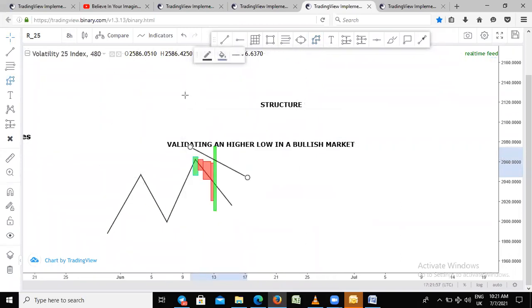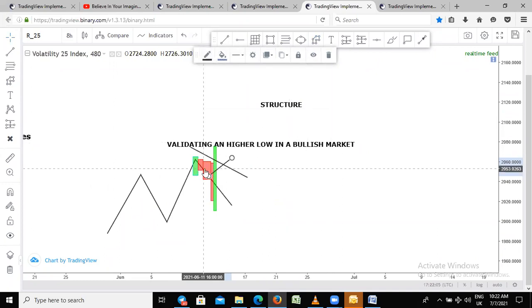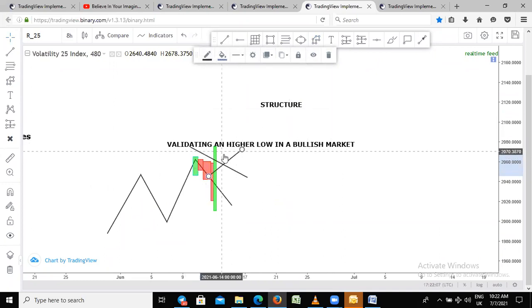So basically, let me repeat myself so that you all will understand what I'm saying. To validate a higher high, the first thing I want to see is two bearish candles close below the last bullish candle before the retracements. And the second thing you must notice is that you cannot see a higher high created in one candle.